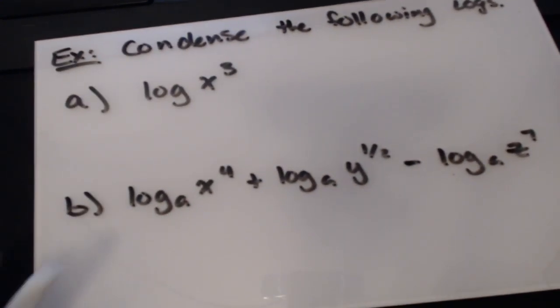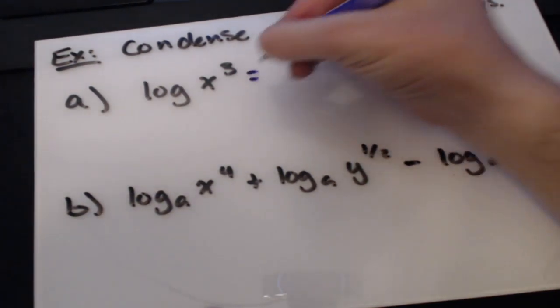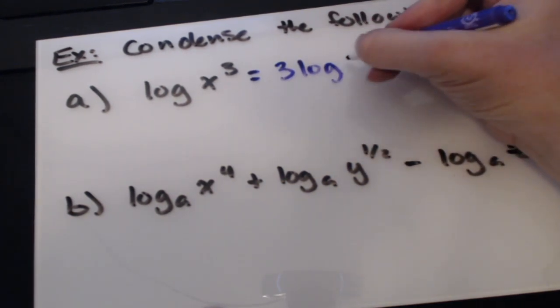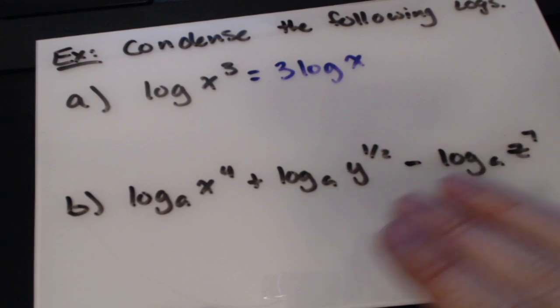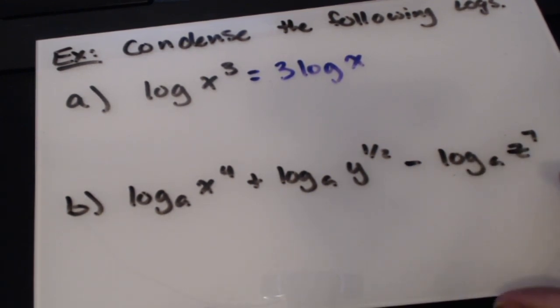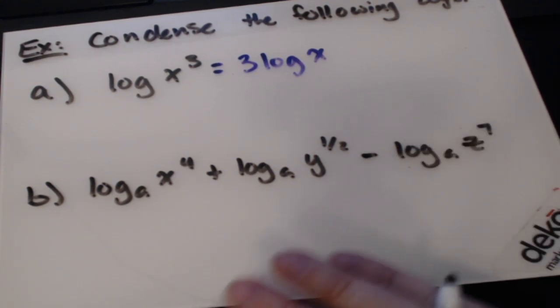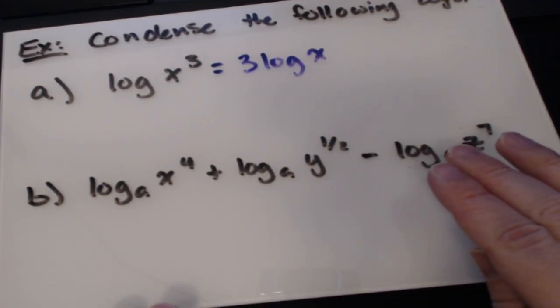In the first one, this was actually in my condensed section in my textbook when I was teaching it recently. So if you have something like this, remember, if you just have a power, you're just going to bring the power forward, so that's 3 log x, and you're done. They're not asking you to give a numerical solution. They're asking you to condense the logarithm. All right, so when you do that, you are done. There is nothing left for you to do.